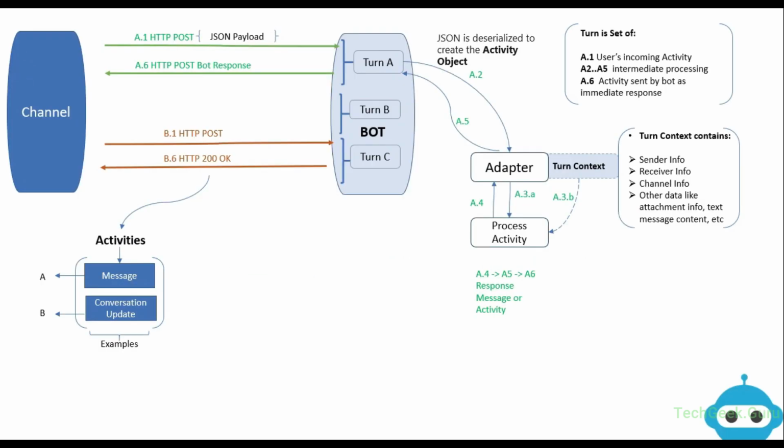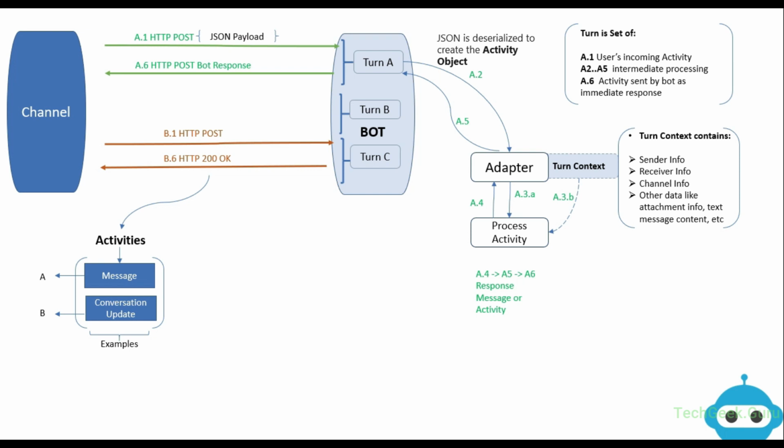In this diagram, I tried to create a comprehensive look at how a bot actually works: how a bot receives a message from a channel and then processes it, what the different objects that get created are, what the different steps are, and how the messages are processed inside a bot. We already know that a channel can be a simple web chat hosted on a website, or it could be your app, or a Facebook Messenger, Skype, or Kik app, etc.